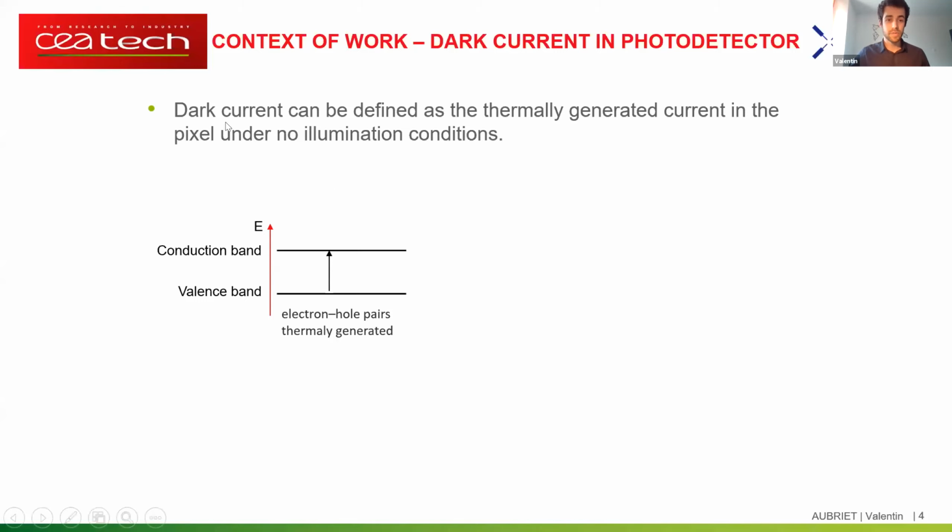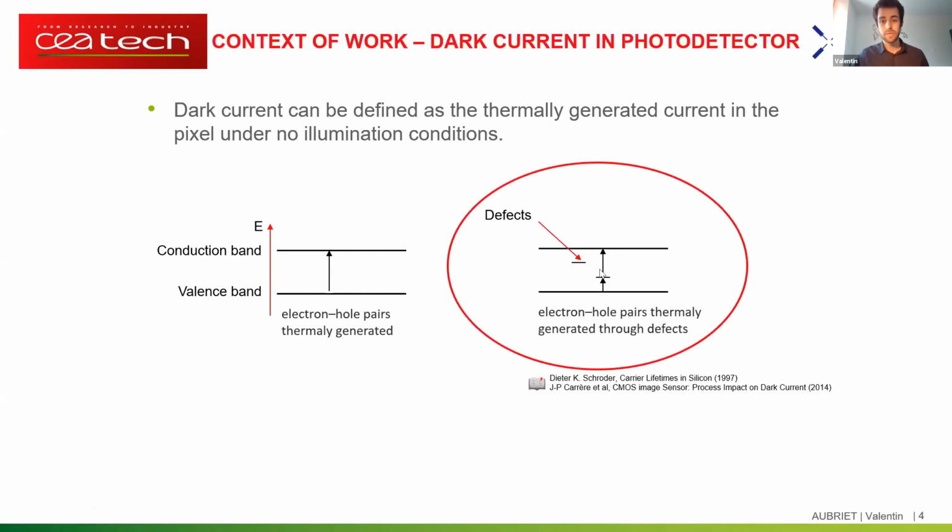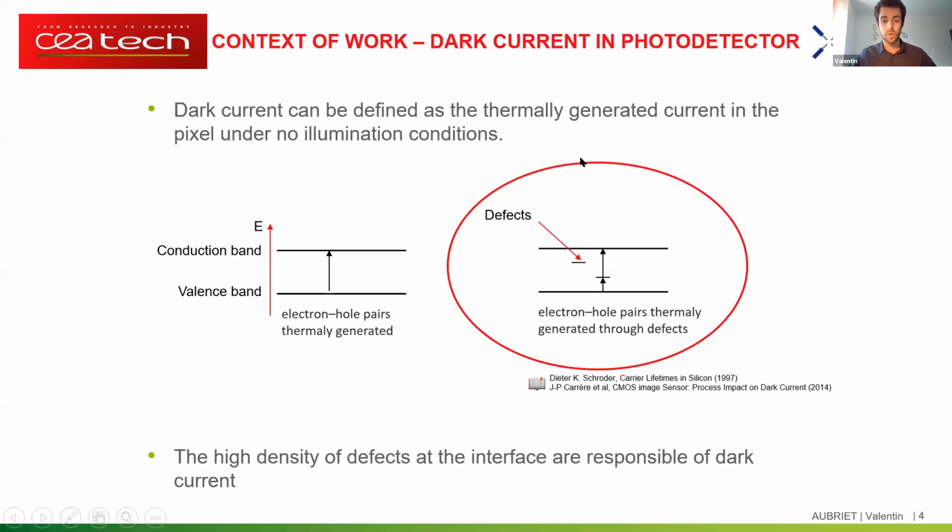To understand this property, let's have a look at this graph. Here we have the valence band and the conduction band of a semiconductor. At room temperature, the generation of an electron hole pair is highly unfavorable due to the amplitude of the band gap. But in real life, we can have some defects present within the band gap, and these defects can assist the generation of an electron hole pair. The high density of defects present at the interfaces is responsible for dark current.